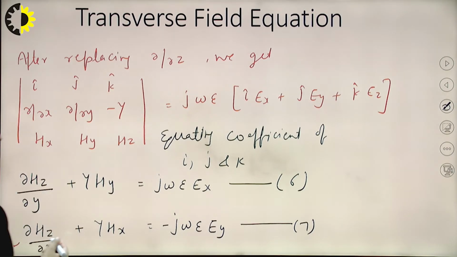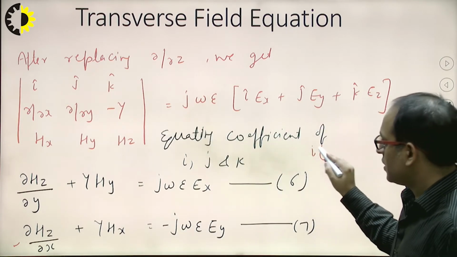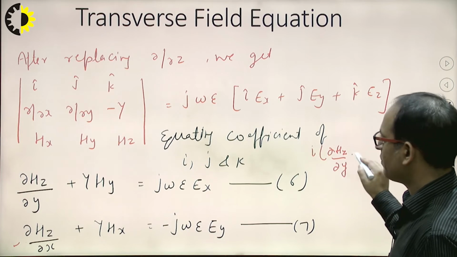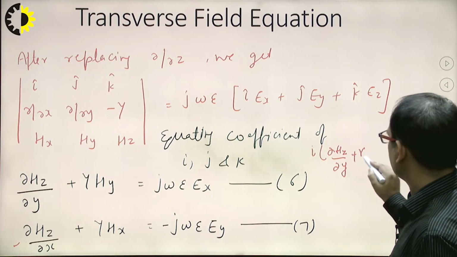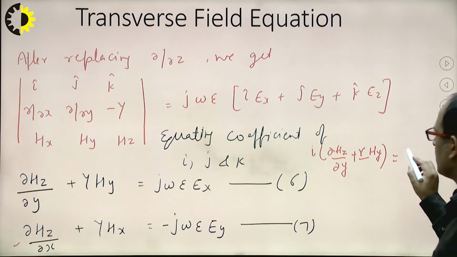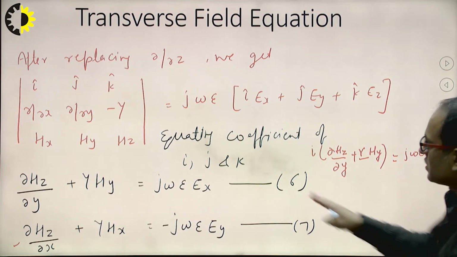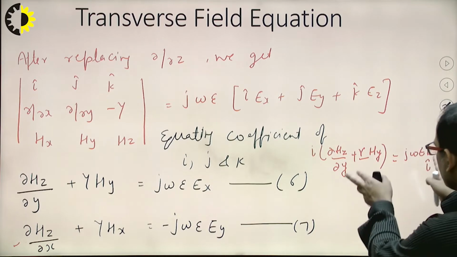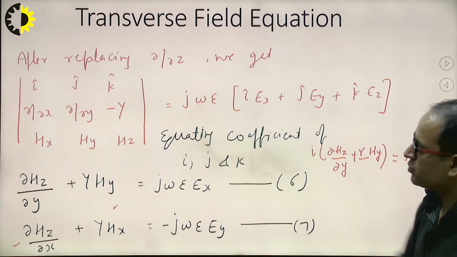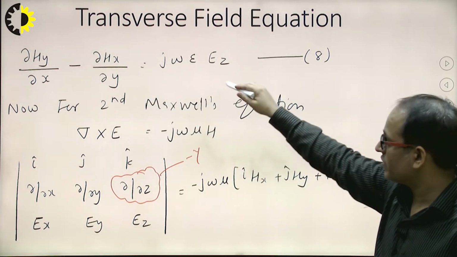Let's see, from this equation, you will see that the i cap equation is del Hz by del y plus gamma Hy, and this will be equal to j omega epsilon Ex i cap. Clear? Similarly, we will do the j cap, and similarly we will do the k cap. On equating this i cap equation from left hand, you will get this equation. Similarly, from j cap you will get this equation. Similarly on equating the k cap from left hand to the right hand side, you will get this equation.